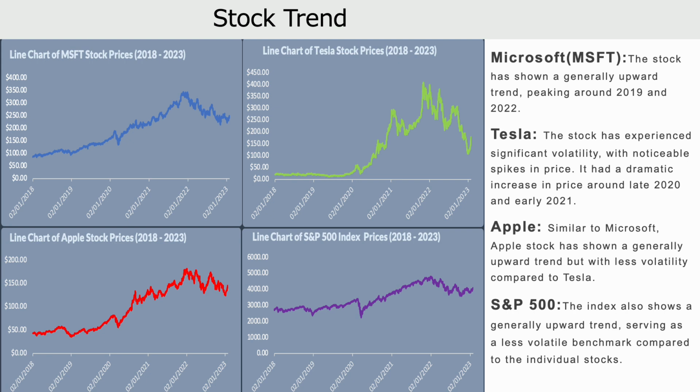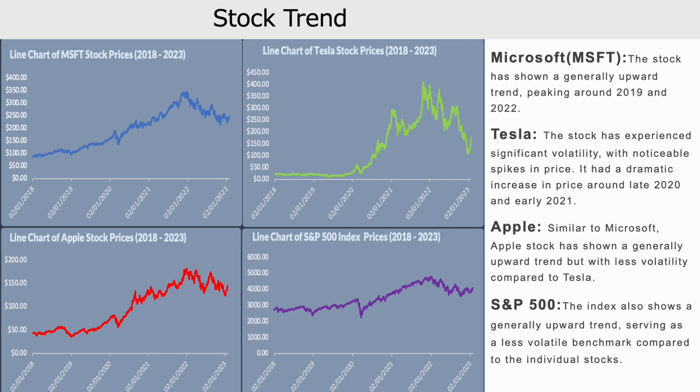Tesla has experienced significant volatility with noticeable spikes in price. It had a dramatic increase in price around late 2020 and early 2021. Apple has shown a similar trend to MSFT because the trend is generally upward, but it has less volatility compared to Tesla.